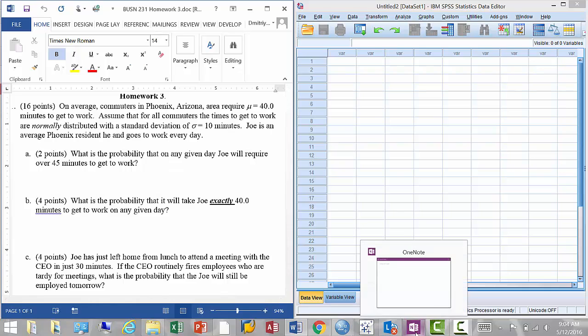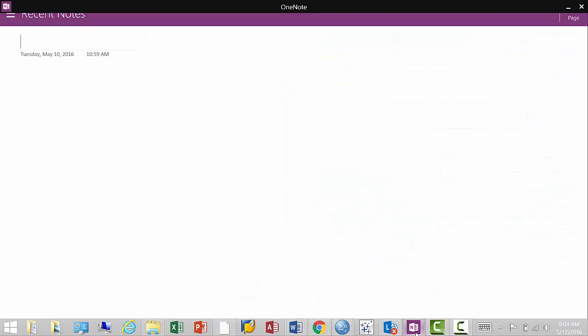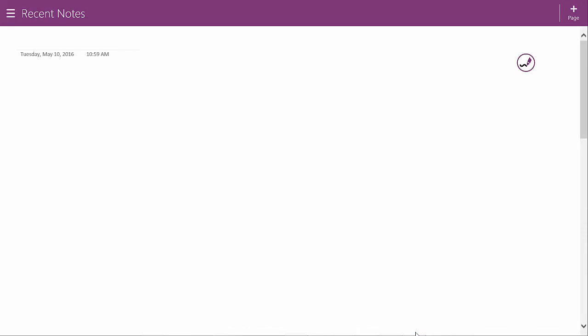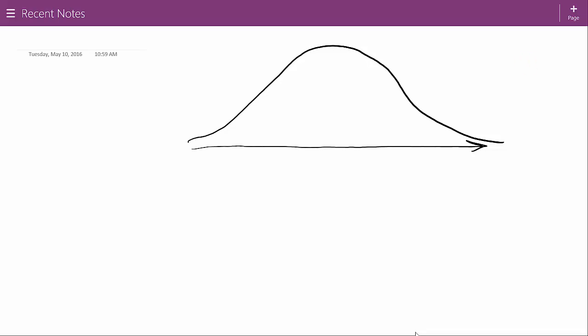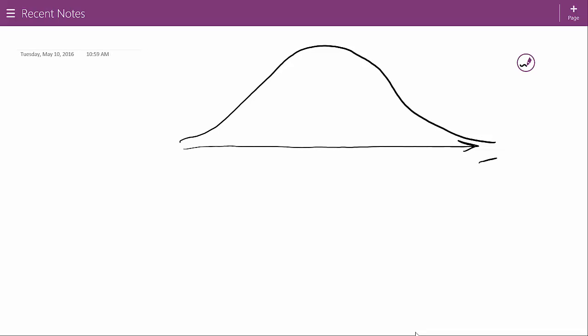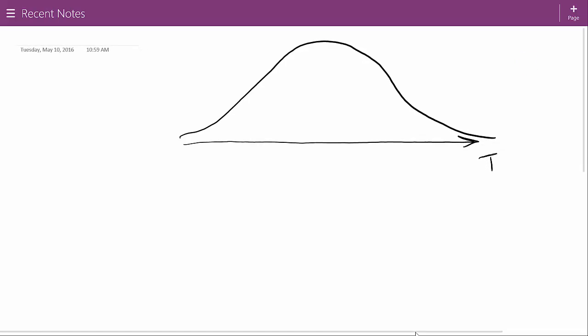What is the probability that on any given day, Joe will require over 45 minutes to get to work? First, let's draw the picture. All times people take to get to work are normally distributed, so we'll have a distribution like this. This is the distribution of times, I'm going to write letter T. The average is the mean, 40 minutes.